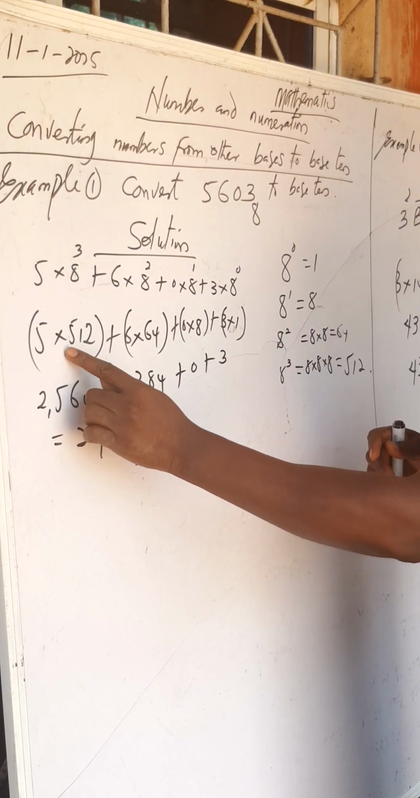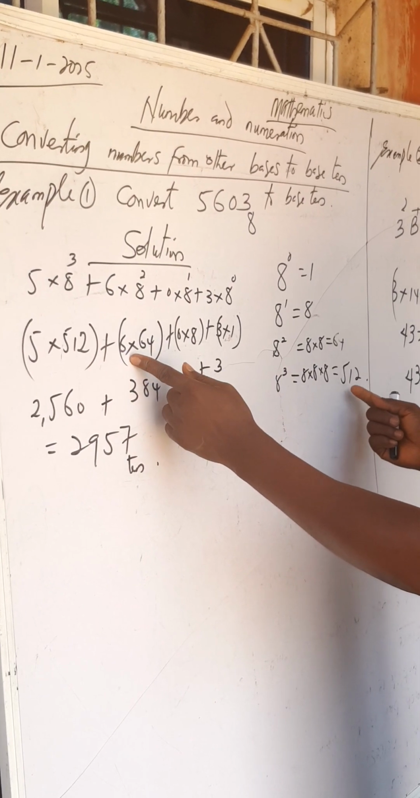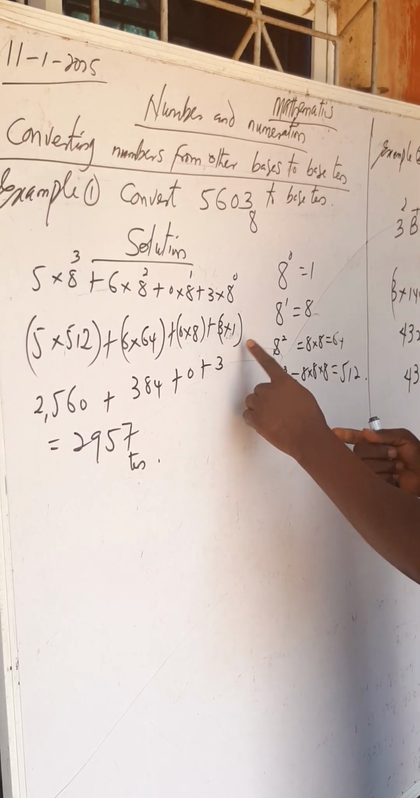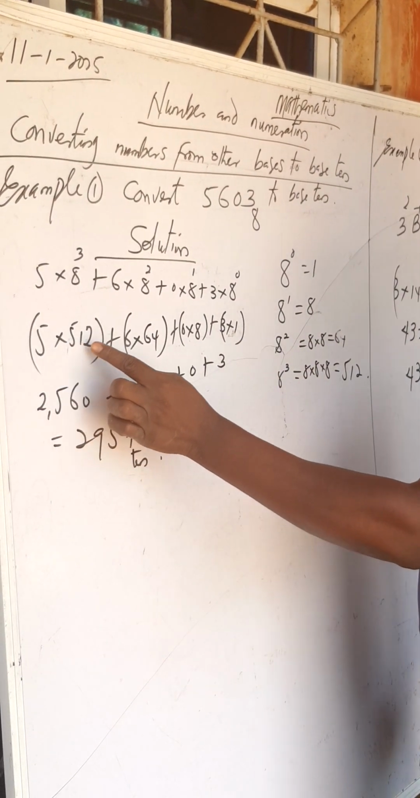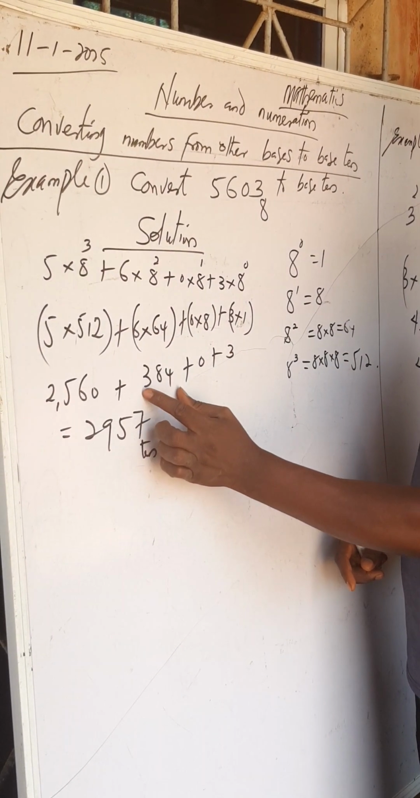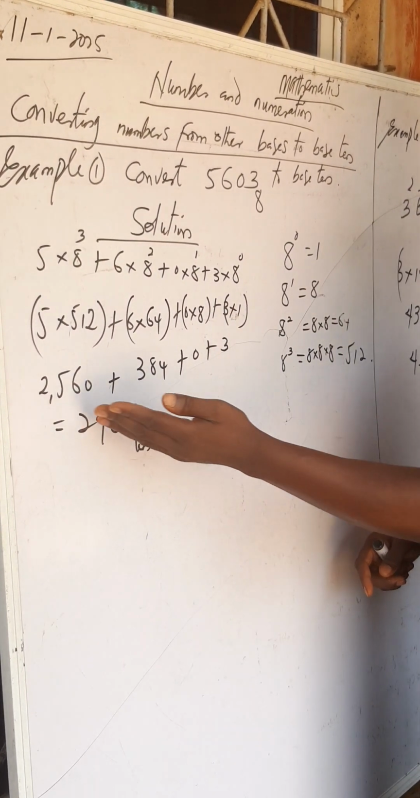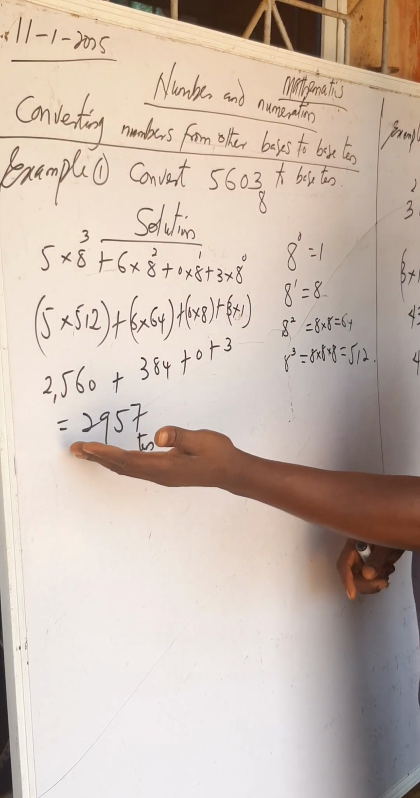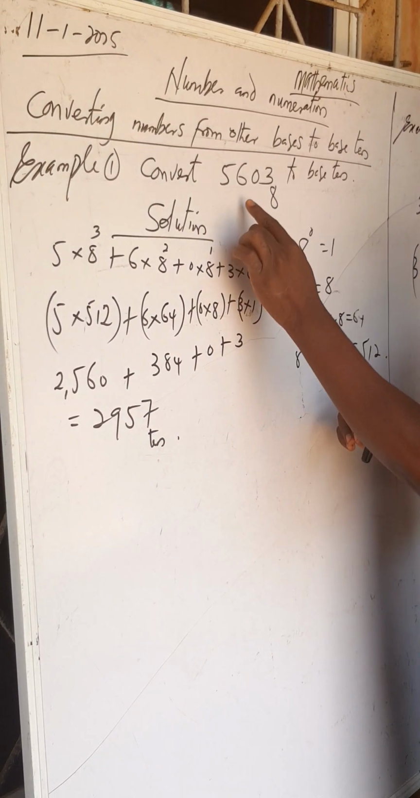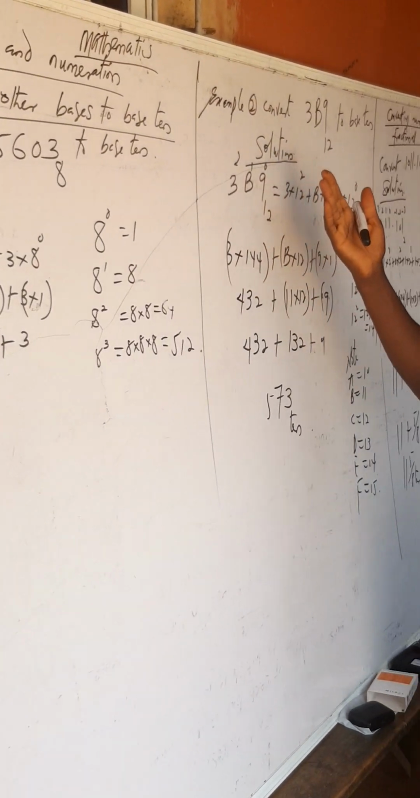Continuation. 5 times 8 raised to power 3, which is 512, plus 6 times 8 raised to power 2, which is 64, plus 0 times 8 plus 3 times 1. 5 times 512 will give you 2560, plus 6 times 64 will give you 384, plus 0 times 8 is 0, plus 3 times 1 is 3. When you add up everything, it gives you 2957 in base 10. That means we have successfully converted 5603 base 8 to base 10. Put your answer down. We'll take the second example.